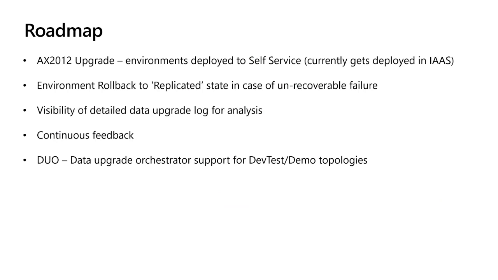Now, some of the roadmap items we plan to bring. Currently, if your LCS project is set up as AX 2012 upgrade, we typically deploy your environment in Microsoft managed or IaaS infrastructure. Going forward, once we GA, you will notice that the environment gets deployed into self-service environment. Then we are also planning to bring rollback capabilities to replicated status in case of any unrecoverable failure. So, for example, if your data upgrade failed and you are not able to recover or resolve the issues, you want to bring the environment back to replicated state, so you don't have to start the replication all over. This capability we plan to bring in future, looking at continuous feedback and improvement from communities, customers, and partners.